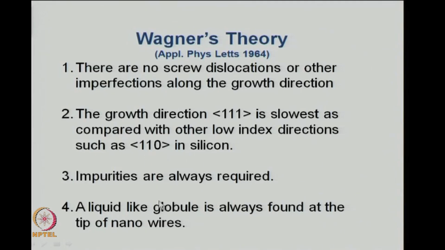So, impurities are always required in this method, and that forms the molten globule or the droplet, and that molten globule or droplet is always seen at the tip of the nanowire. So, as the wire is growing, if you are able to analyze or look at the nanowire which is growing, then you will always see at the tip of the nanowire a liquid droplet or a globular kind of thing, and that is basically the catalyst which is at the tip of the nanorod.